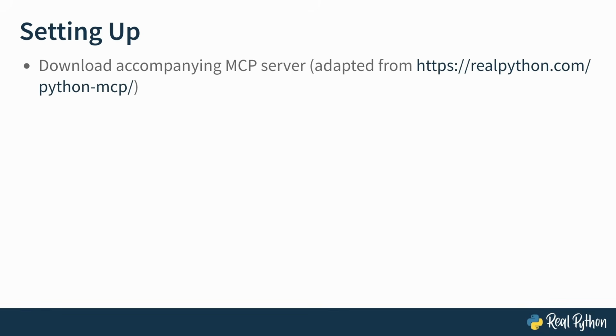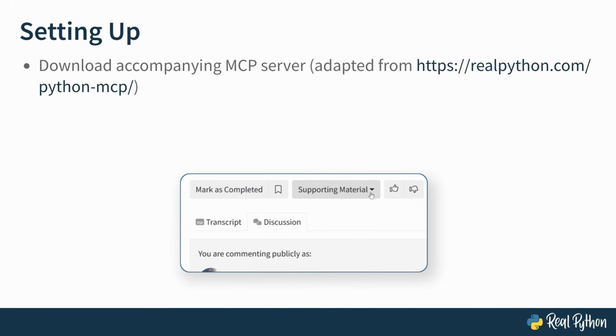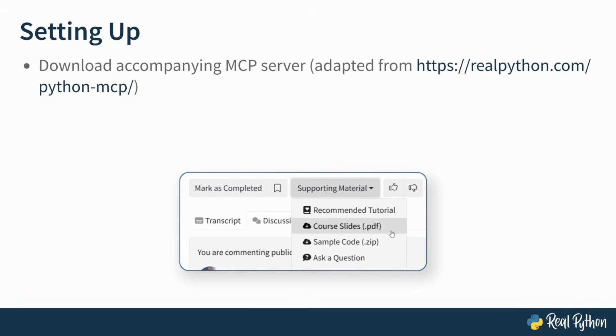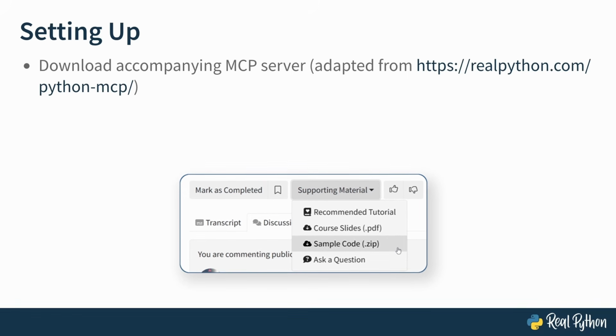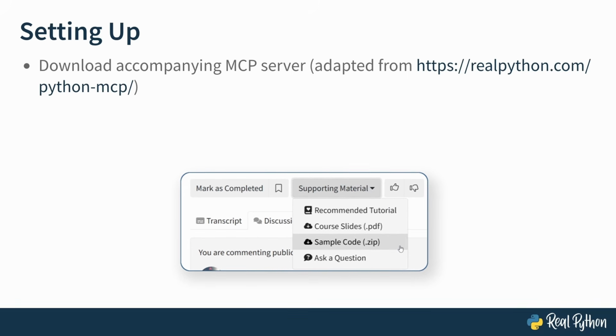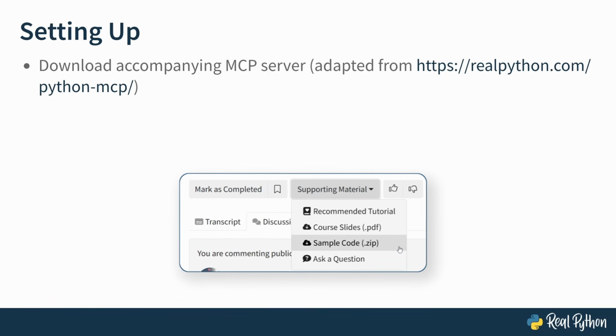You're now ready to set up everything so you can start writing your MCP client. But an MCP client always connects to a server, so you need to have an MCP server to be able to check that everything is working as it's supposed to be. The first step is downloading the accompanying MCP server, which is a slight modification of the MCP server you'll develop in the real Python tutorial linked before.